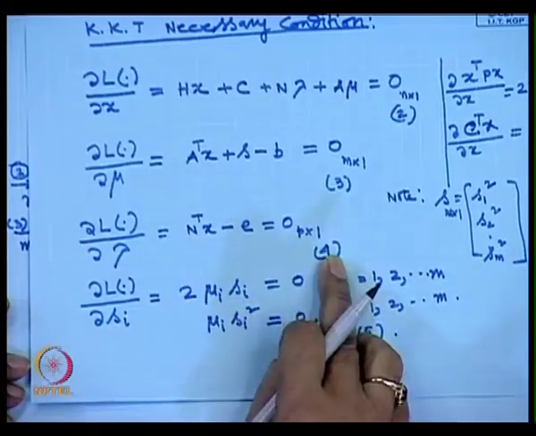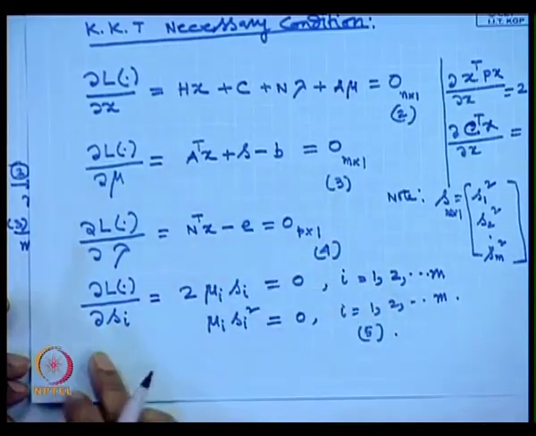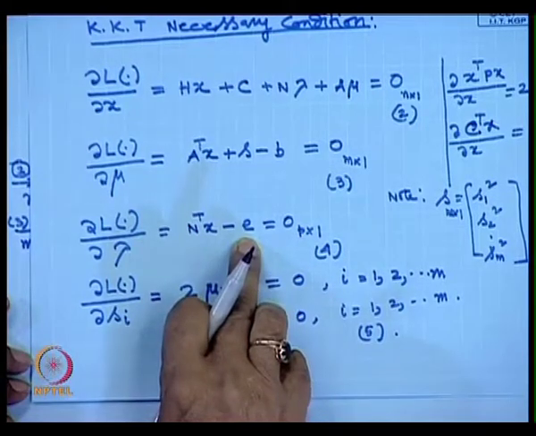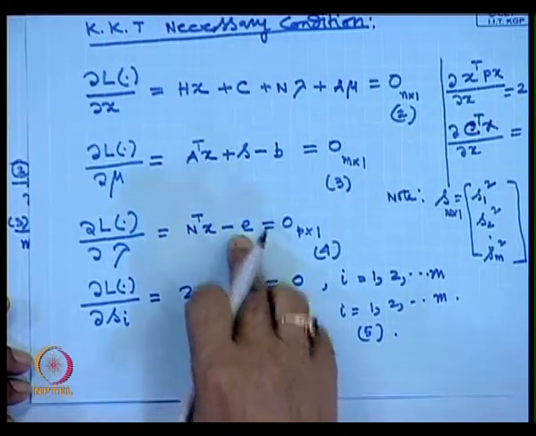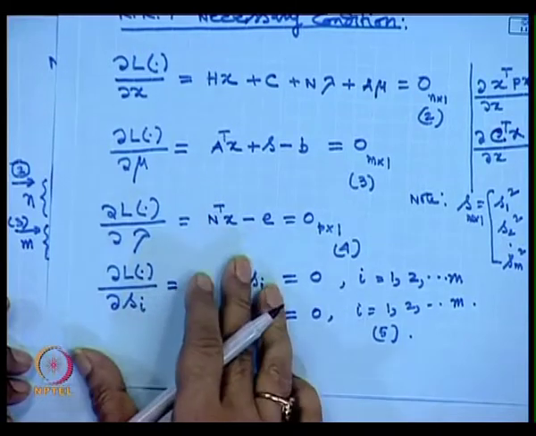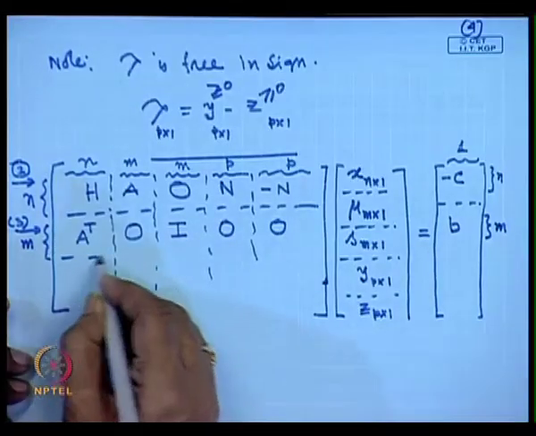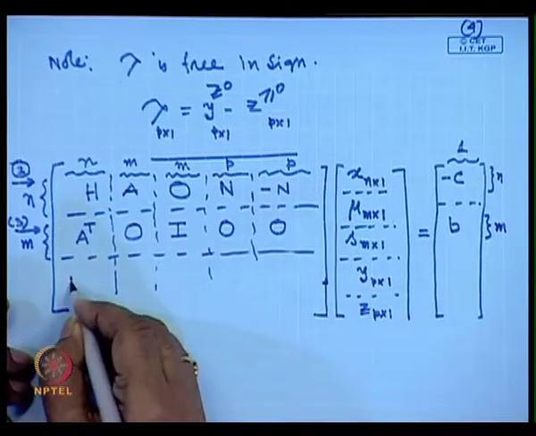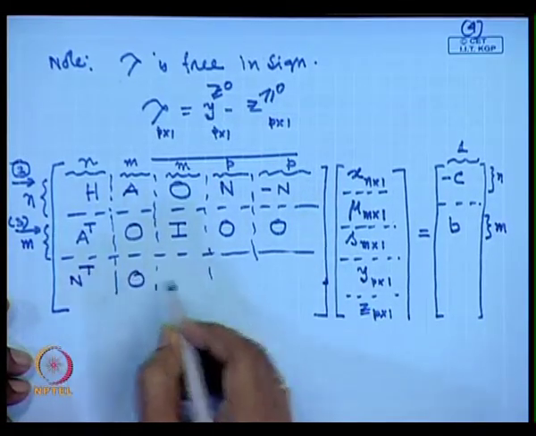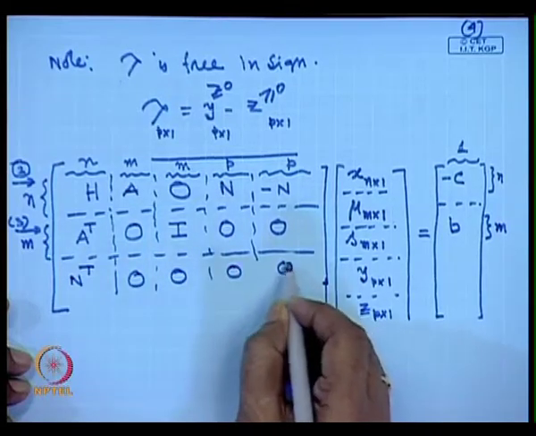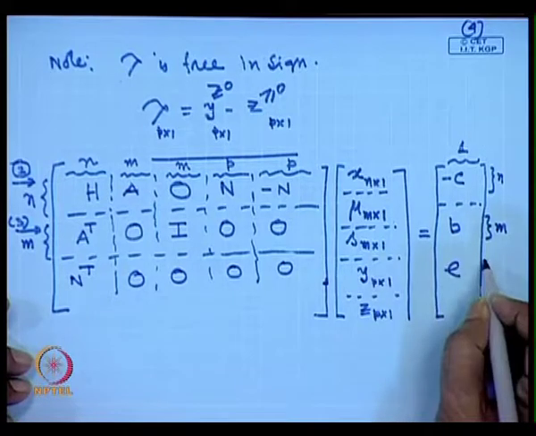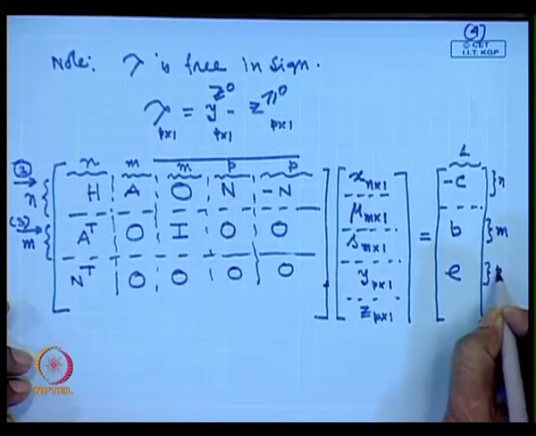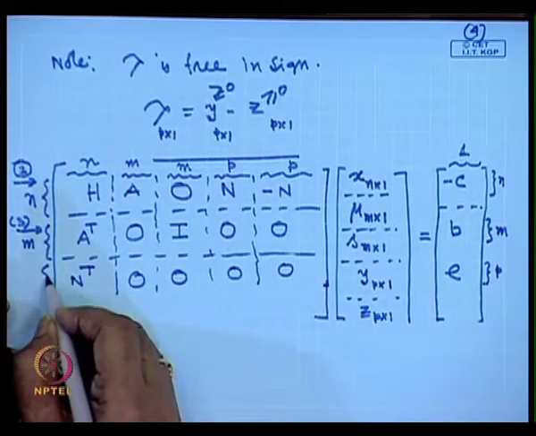Now, see equation number 4. This is the equality constraint n transpose x is equal to E, a constant term, so take it on the right hand side. If we have only n transpose x, then the first block will be n transpose, and the other elements are 0, 0, 0, 0, and the right hand side of this is E. And how many equality equations are there? P. So, this also will be P.